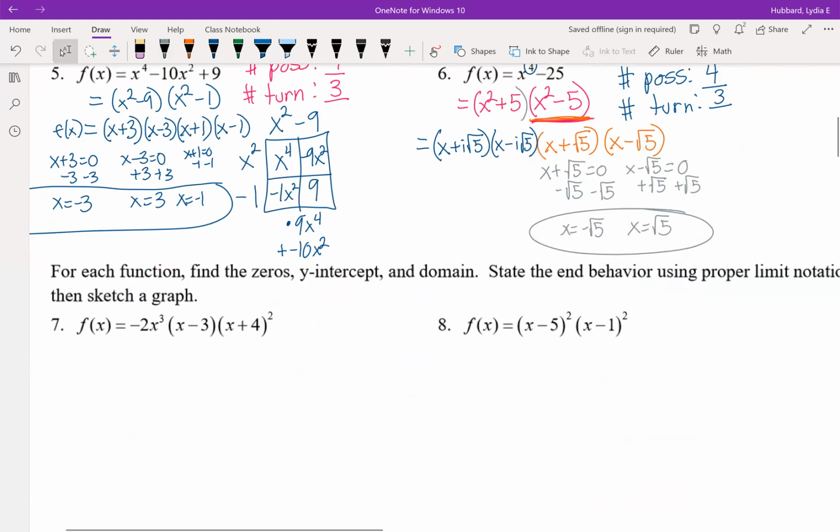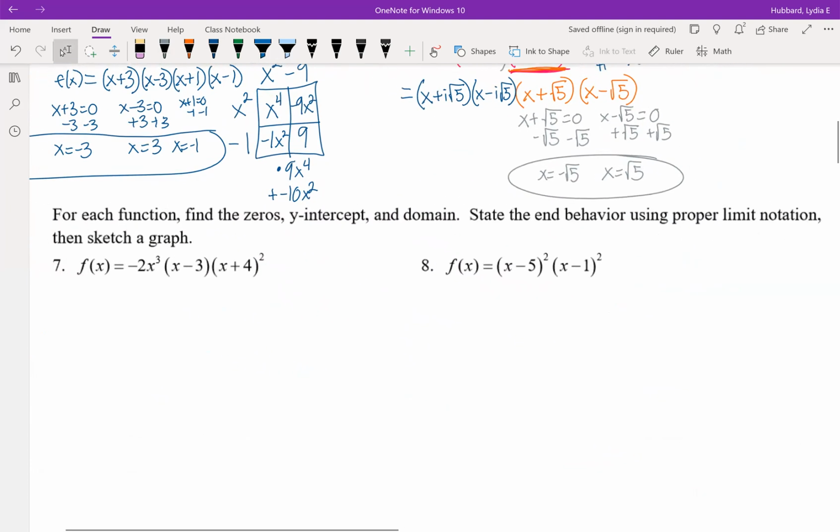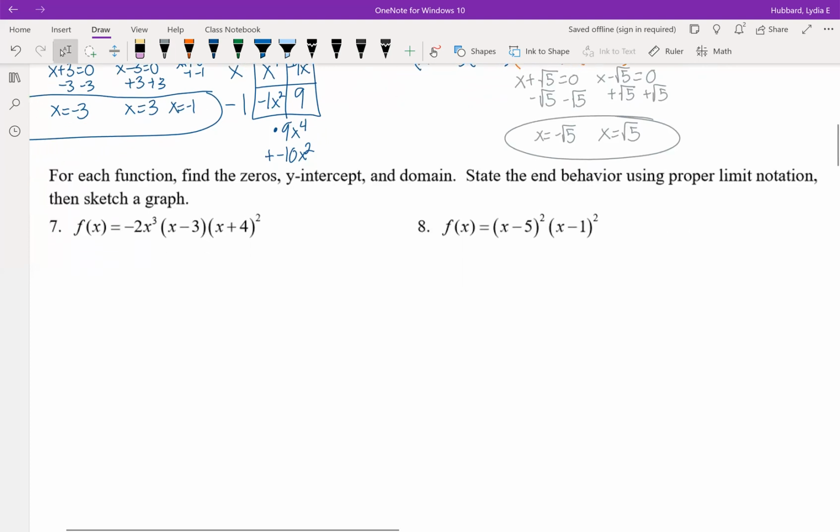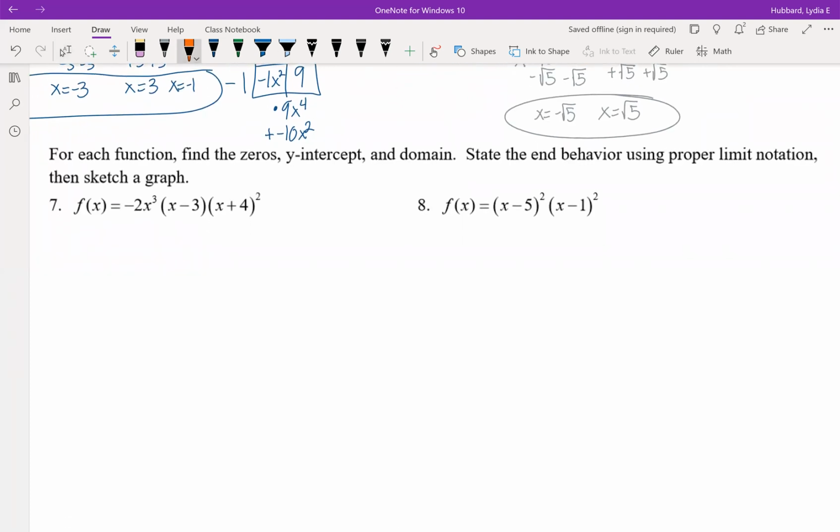It says for each function, find the zeros, y-intercept, domain, state end behavior using proper limit notation, and sketch a graph. Okay. So to help you out, I'm still going to list out the possibles and the reals just for a little bit of additional help with that, because I know some of us struggle with that. Where do we want to start? Okay, so let's start by getting our zeros. That's what we'll start with, because that's what it lists first on the list.